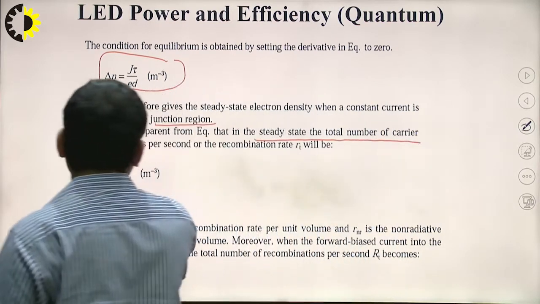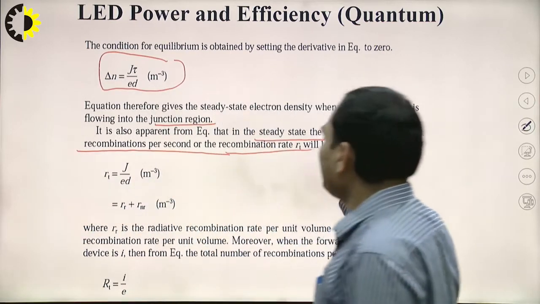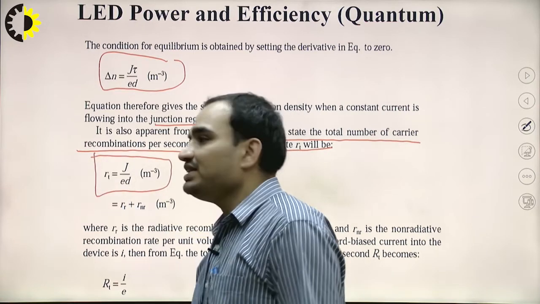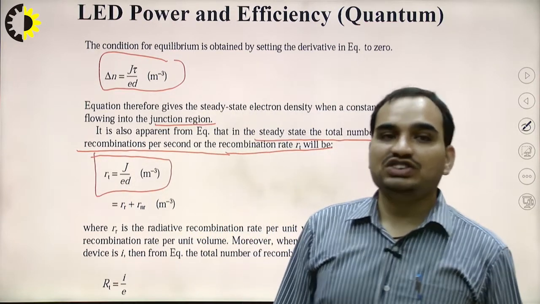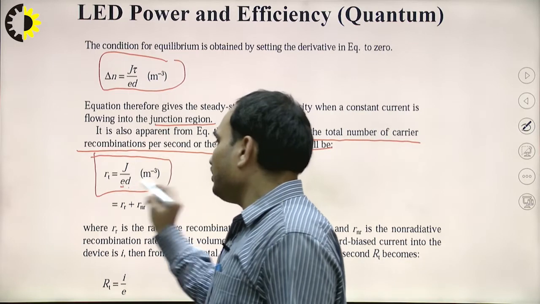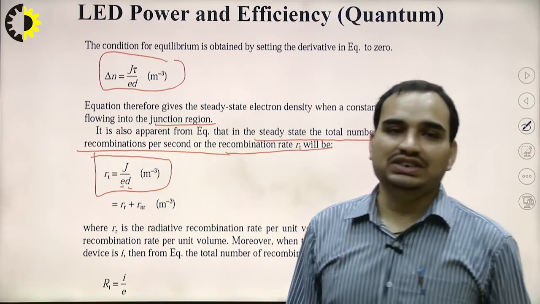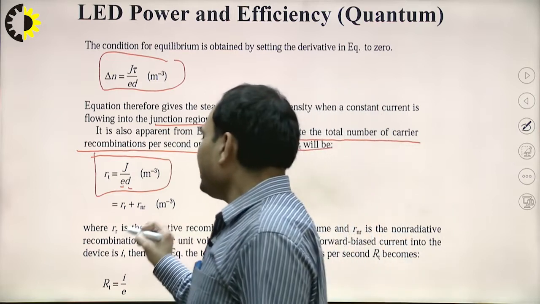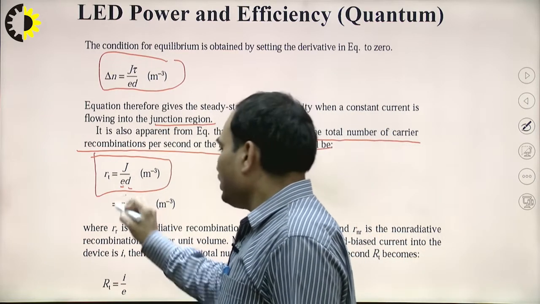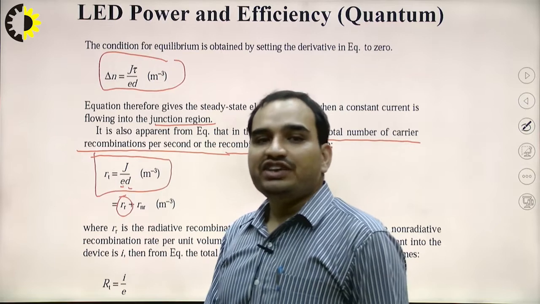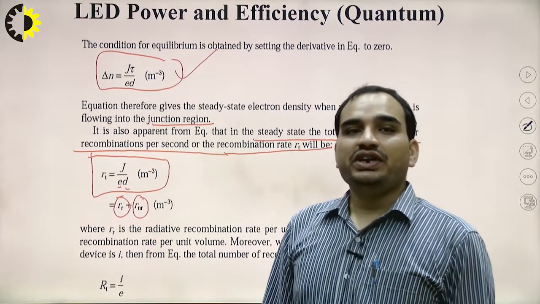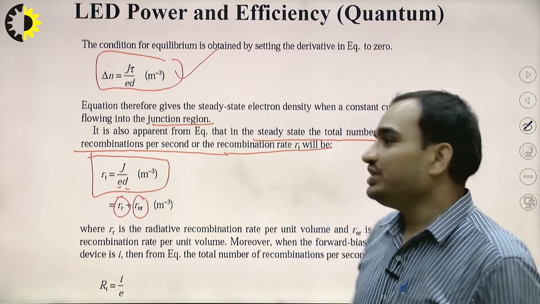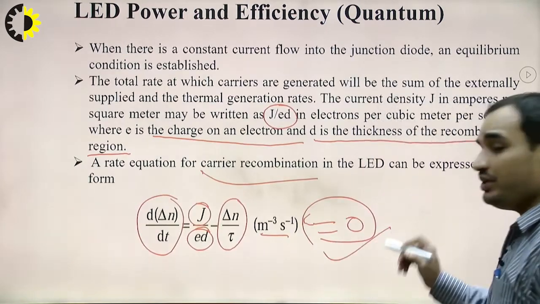or the recombination rate R_T, is given by J, the current density, divided by the electron charge e, multiplied by the distance d, in per cubic meter. Or we can write the recombination time as the addition of the radiative recombination. So the condition for equilibrium is obtained by setting the derivative equation equal to 0, as we have seen in the previous slide.